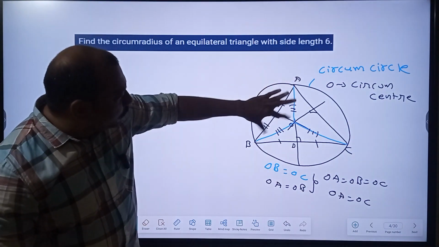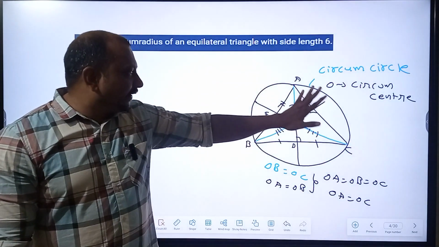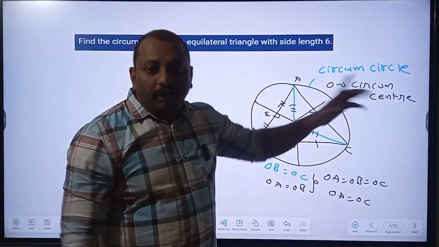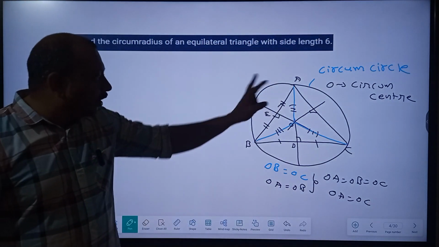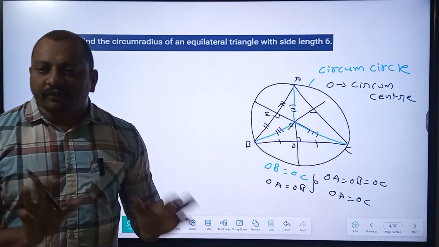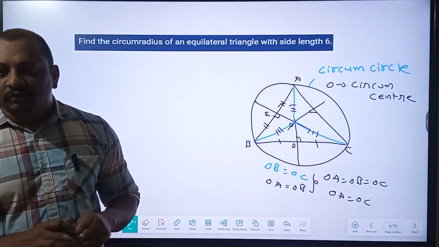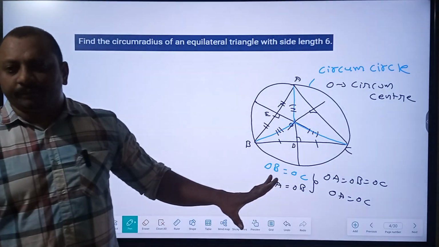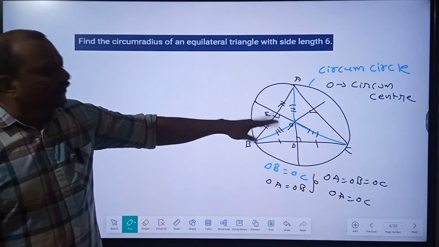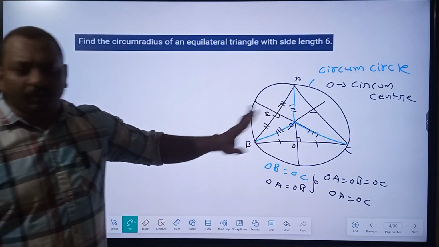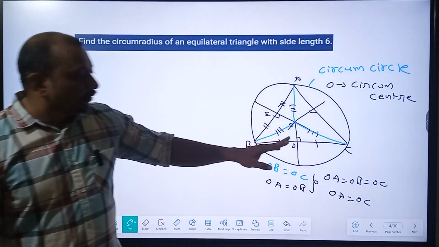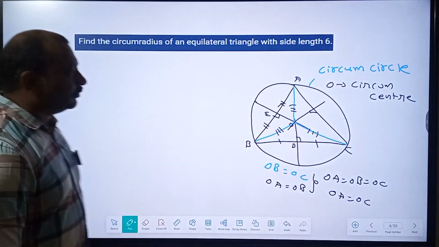Already we have OA equal to OB equal to OC. Treating this as the radius and O as the center, the corresponding circle is called the circumcircle. Whenever you have a circle passing through all three vertices of a triangle, you should immediately think of the circumcircle. In future we will call this a cyclic triangle. That we will see later, after quadrilaterals. That concept is different. Clear now?